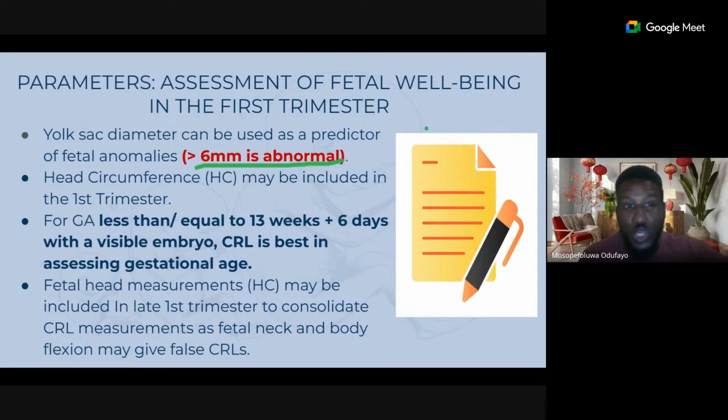Head circumference can be included in the first trimester. I will tell you why. Why do we include head circumference in the first trimester? In some instances, the crown rump length may not be enough to adequately estimate the age of a baby, especially in the latter part of the first trimester, because the fetus must have a particular attitude for you to be able to accurately measure the crown rump length. When I say attitude, I mean the position, like the flexion, extension, and all of that.